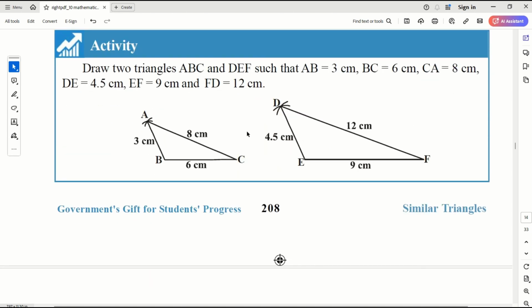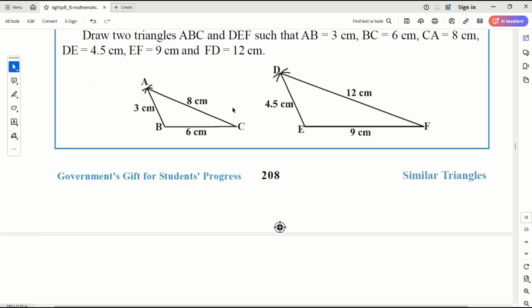Now activity, let's see. Draw two triangles ABC and DEF such that AB equals 3, BC is 6 and AC is 8, and so on. If you see here, the corresponding ratios: 3 to 4.5 is 1.5 times, correct? And 6 to 9 is also 1.5 times, 8 to 12 also 1.5 times.